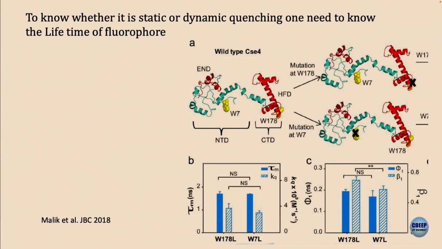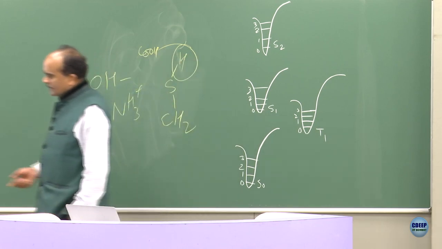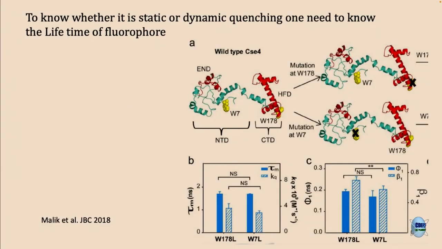C is getting 2 rate constant of 2 tryptophan, one from the N terminus, another from the C terminus. So, what it means, W178L, it means that here 178 tryptophan was mutated. So, only the signal is coming from the N terminus. Now, in another case, it is saying that signal is coming from C terminus.